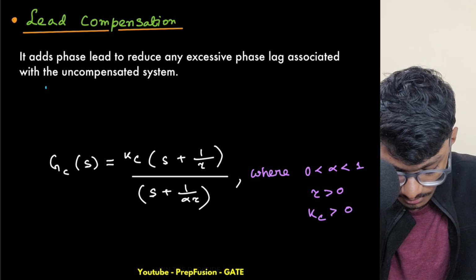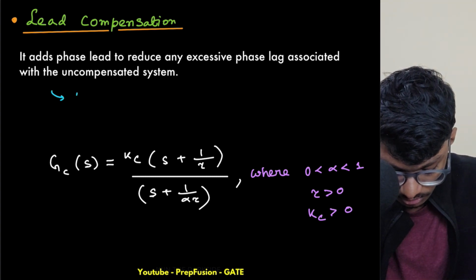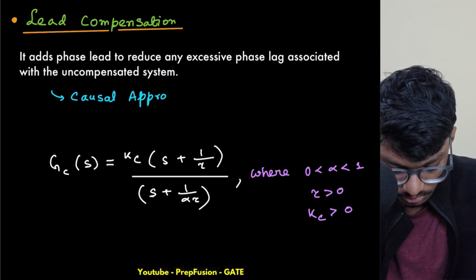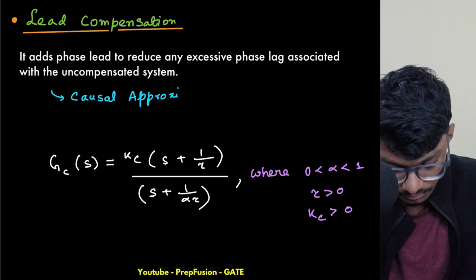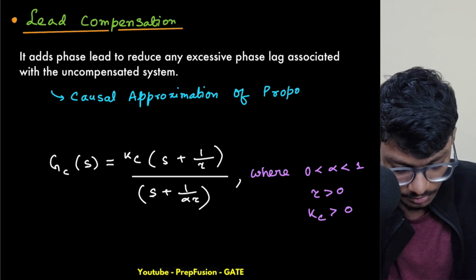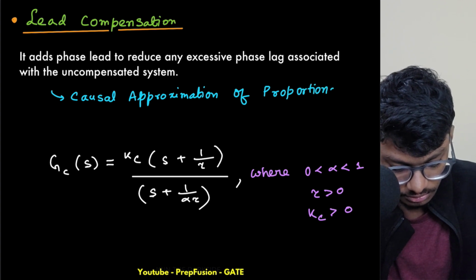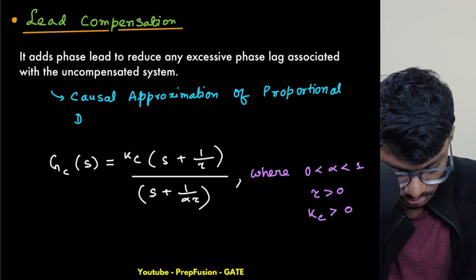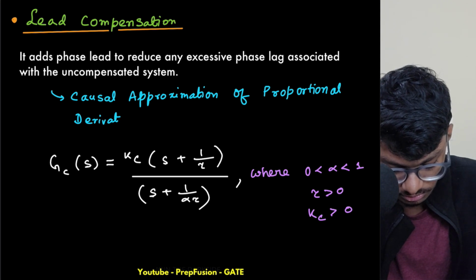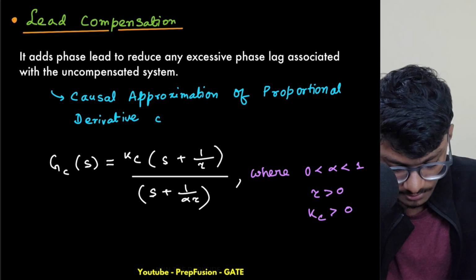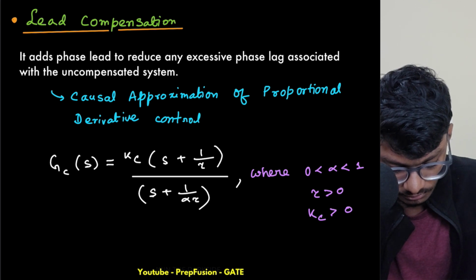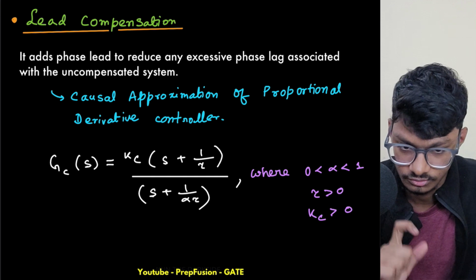So this is a causal approximation of a proportional derivative controller. Okay, so this is what we can say.